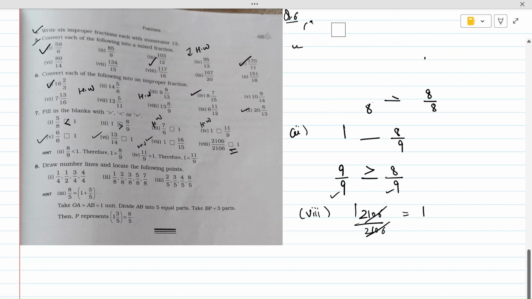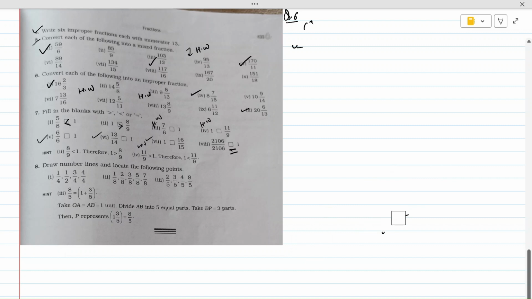Now, in the eighth question, draw the number lines and locate the following points on it. Let me do this. We have done all these questions in our Ganit Prakash exercises. Question number 8, and I am picking the second part. What we have to do is draw a number line first. I have drawn a number line here, and now we have 8 as a denominator. That means we are dividing this length into 8 parts.